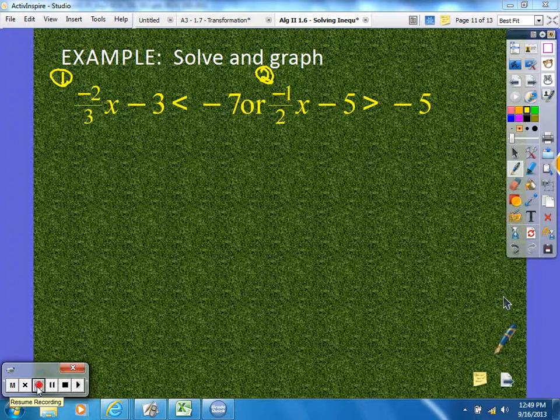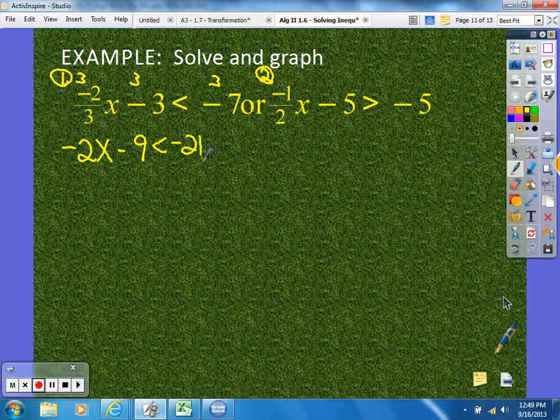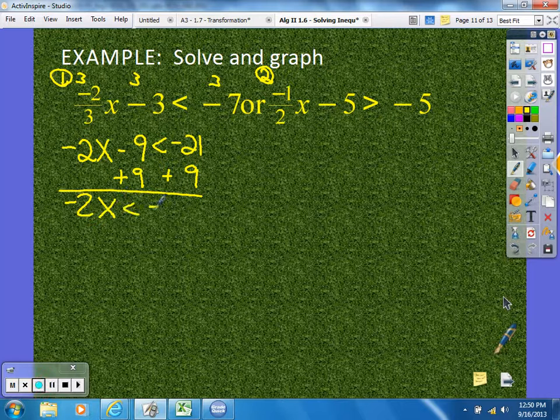So I'm going to go through, since I've given you time to work on this problem, and you're still working, which is fine, but I'm going to solve these quickly. Remember, I hate fractions. And if you use this method, it works every single time. I'm going to multiply everything in this problem by 3. So I get negative 2x minus 9 is less than negative 21. I'm going to add 9. So I get negative 2x is less than negative 12.